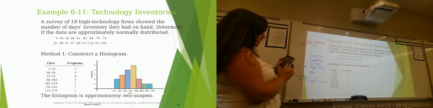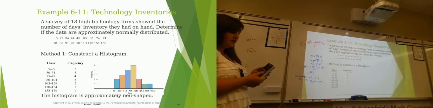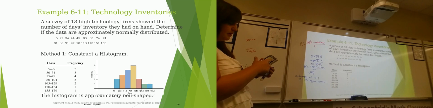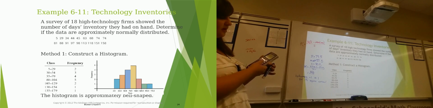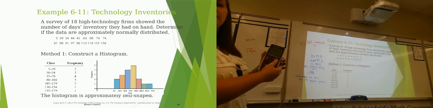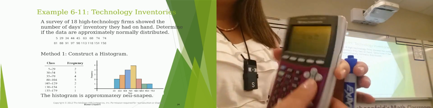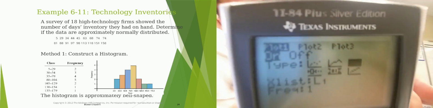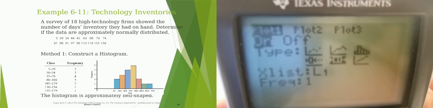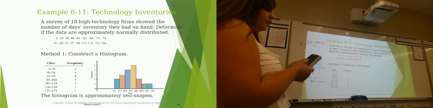I'm going to go to my y equals and make sure everything's cleared out. I'm going to go to my graph. It has a box plot automatically because that's the last thing I picked. So I'm going back to my stat plot, going over to my histogram looking thing. Okay, so that's my histogram. Then I'm picking graph.